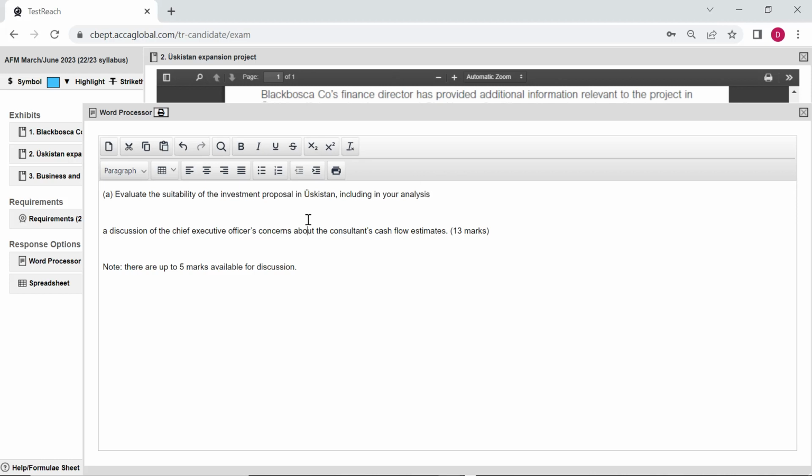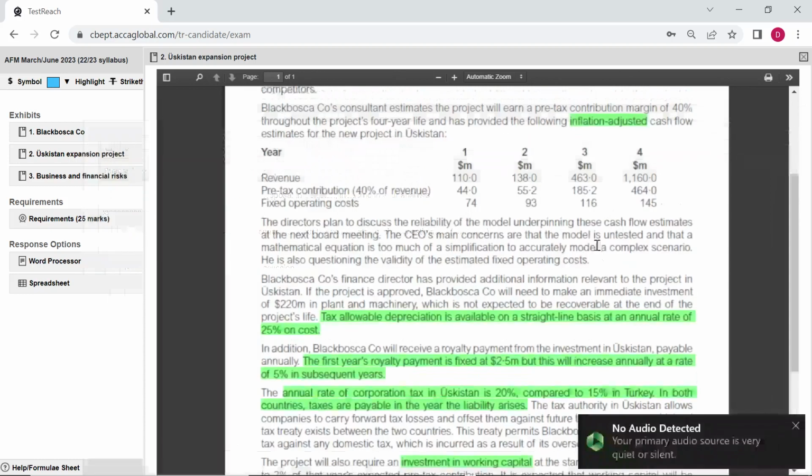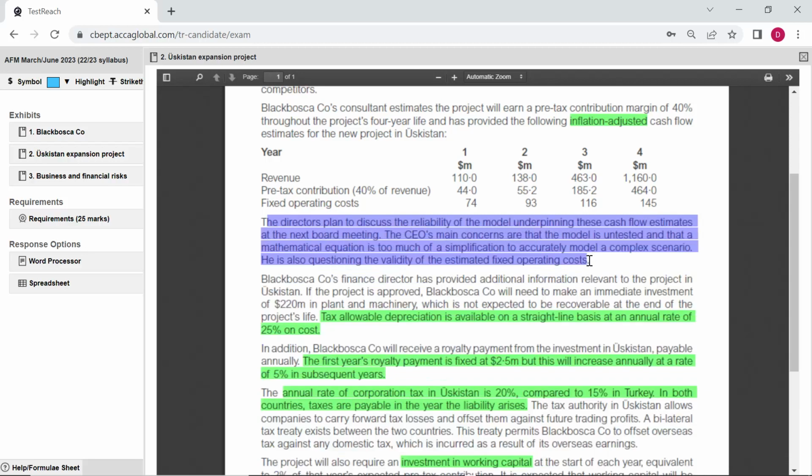So I can put in quite a lot of pretty straightforward discussion points here, and I'll refer you to the solution, but they would be under headings and they would draw from the numbers and make reference to the numbers. I also have to discuss the CEO's concerns. So what are those concerns? Well, very specifically, we're told under the numbers that we've got concerns about this model.